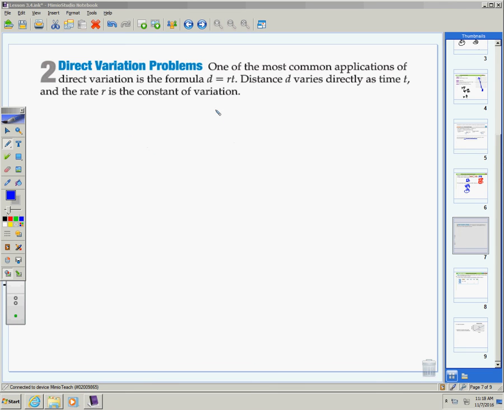We're going to talk about a real life example of direct variation, and that would be distance equals rate times time. You've probably used this before in science, so hopefully you already know this formula, but it is an example of direct variation because d is like your y value, t is like your x value, and r is like your k value. It's in the exact same form, it's just that the letters are different.